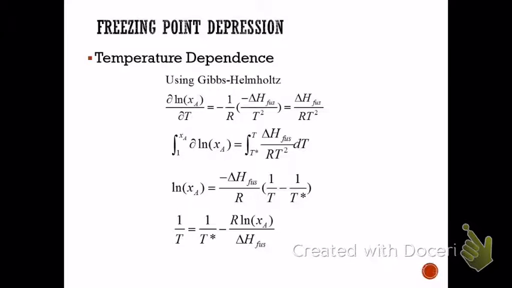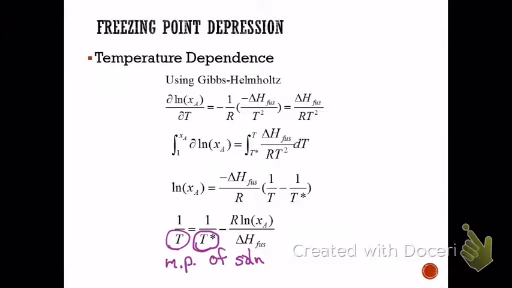And rearranging that in terms of temperature, because what we're trying to determine here is the melting point temperature of the solution relative to the melting point of the pure species. So T again is the melting point of the solution, and T star would be the melting point of the pure solvent. All right, so this gives us a relationship between the melting points based on mole fraction.